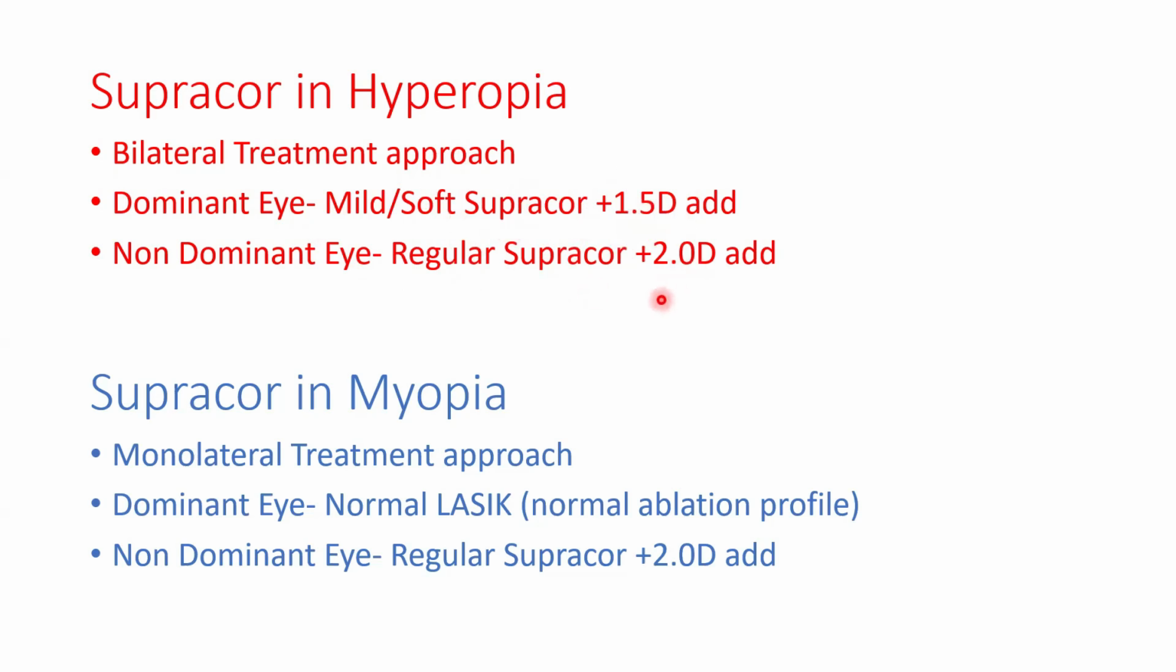For supracore in myopia, we do only a monolateral treatment approach. In the dominant eye, we do a normal wavefront optimized LASIK. In the non-dominant eye, we are straight away doing regular supracore with plus 2 diopters add. So this is the kind of treatment planning that goes in supracore.